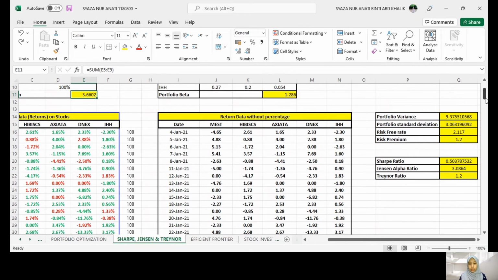Next, we continue with the Sharpe, Jensen Alpha and Treynor ratio. First of all, the Sharpe ratio is the measure of risk-adjusted return of a financial portfolio. A portfolio with a higher Sharpe ratio is considered superior. My portfolio recorded 0.504 for the Sharpe ratio, which is considered good as it is a positive amount. Moreover, for the Jensen alpha ratio, the higher the ratio, the better the risk-adjusted return. It is considered good for my portfolio as it recorded a positive amount, which is 3.0864. Lastly is the Treynor ratio. The Treynor ratio indicates 1.2 in number.